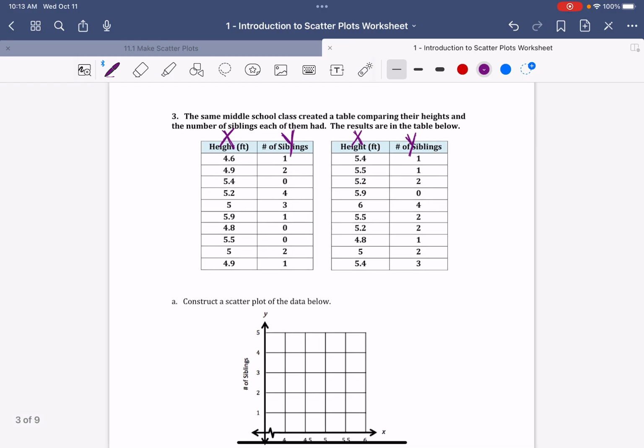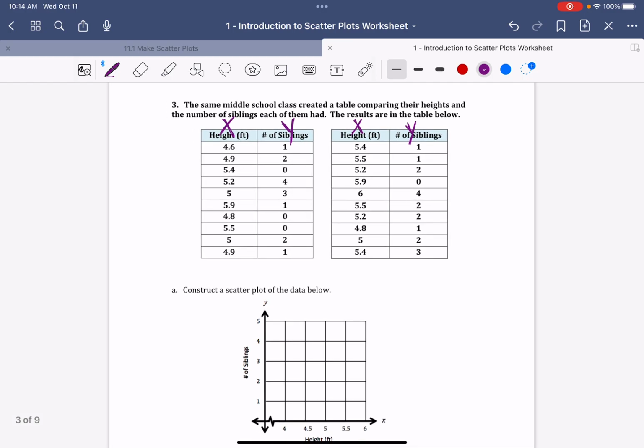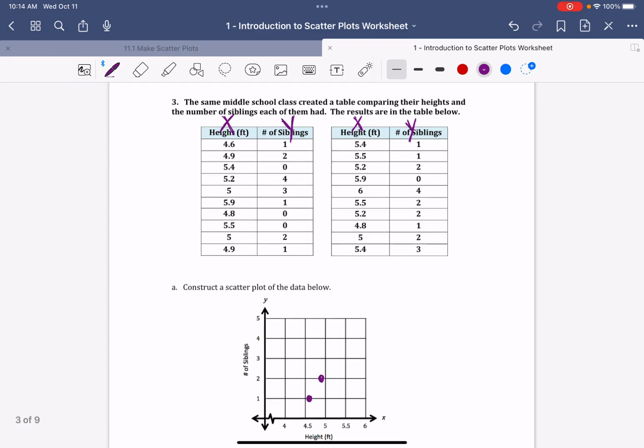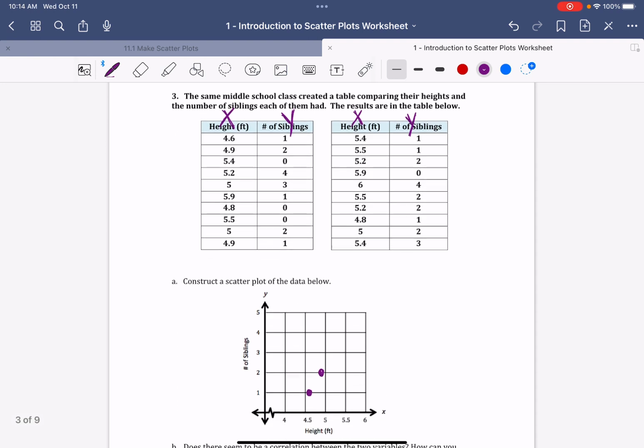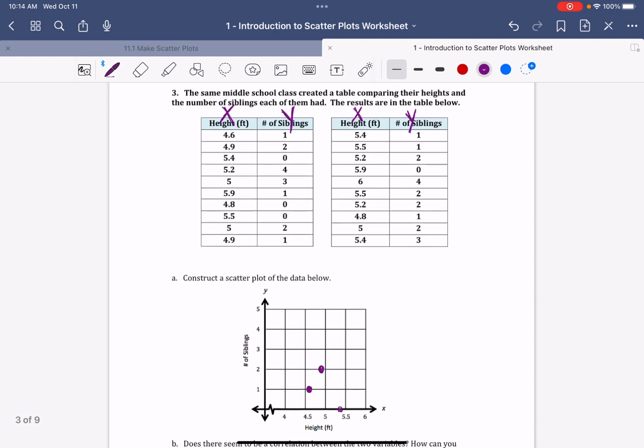So I'm going to go over to about where 4.6 is and go up to 1. And then over to 4.9 and up to 2. Over to 5.4 and up to 0. And so on. So I'm going to keep graphing these, and I want you to graph them too. If you need to pause the video, go ahead and do that.